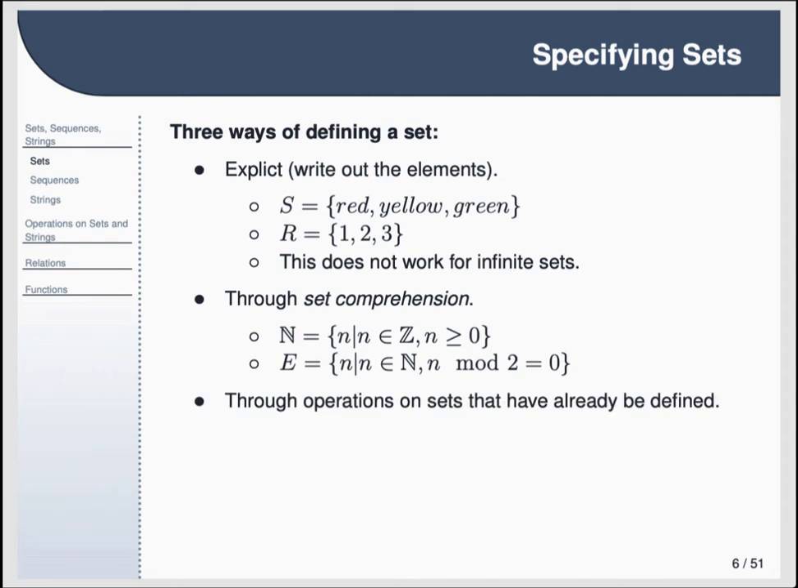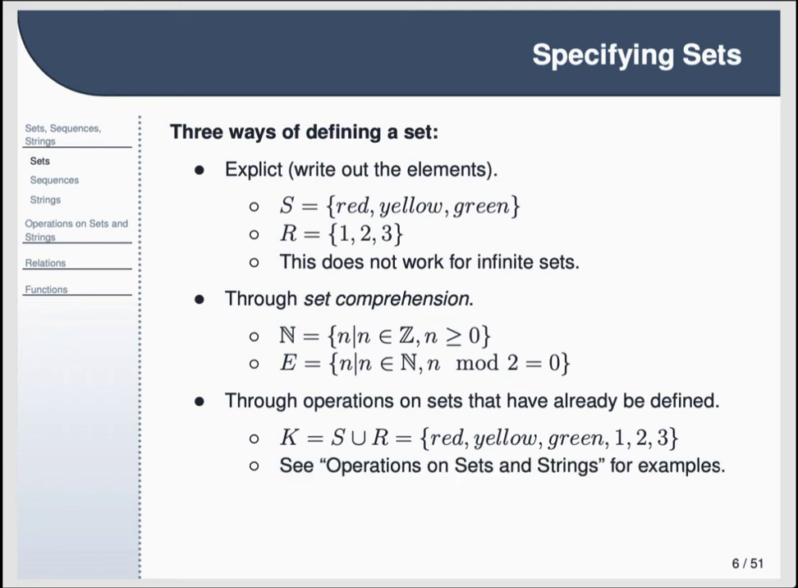and this is through operations on sets that have already been defined. So for example, to give a very simple example, we have the set K here, which is equal to the union of S and R, which we've given in our examples above, and so it contains the elements red, green, yellow, 1, 2, and 3. We haven't defined union yet, but again, I'm assuming you're familiar with it. We will talk more about different types of operations that you can use with sets and strings in a later video, so you can look forward to that.